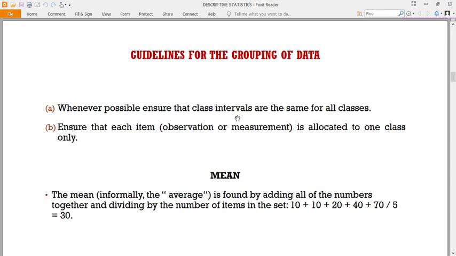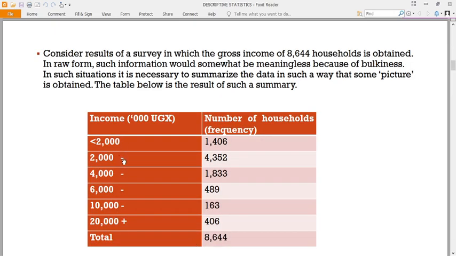And to do that, we should always ensure that the class intervals are the same. In other words, the difference between the first class that we've created and the next should be the same. The difference between 2,000 and 4,000 should be the same as the difference between 4,000 and 6,000, and then the difference between 6,000 and 10,000. For example, here the difference is 2,000, the difference is 2,000, the difference is 2,000. So that when you're creating your boundaries, the intervals should be the same.